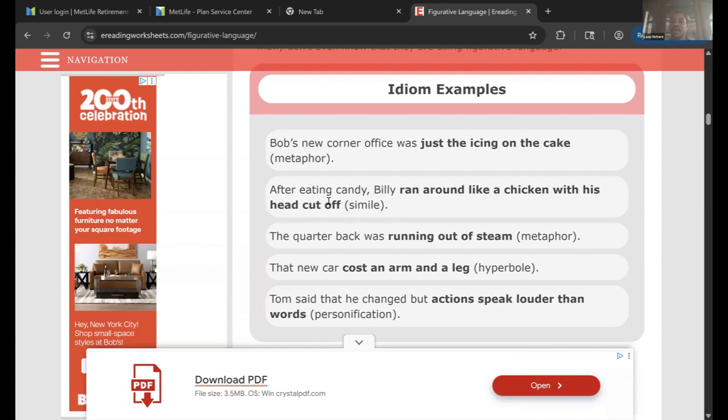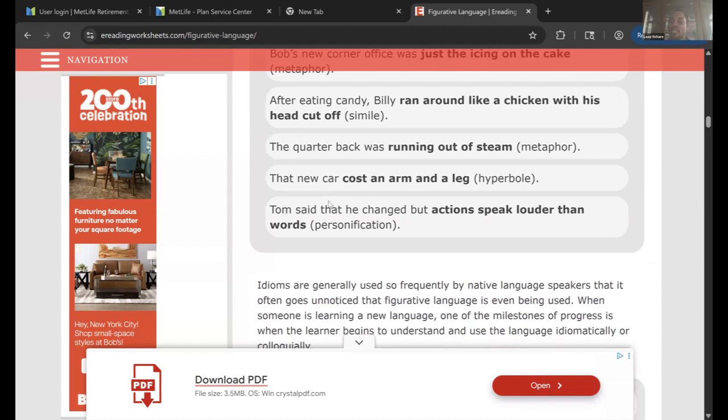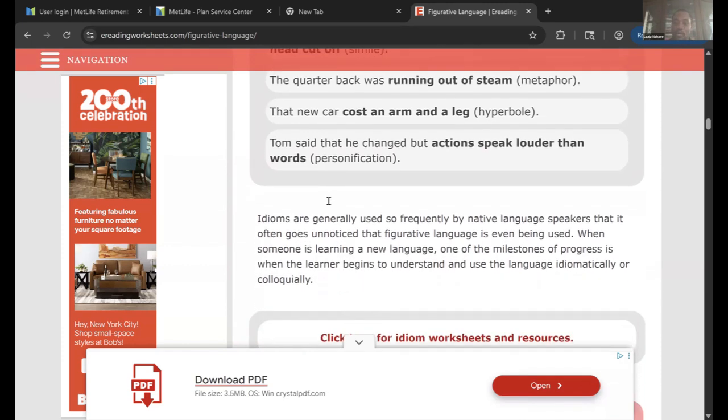After eating candy, Billy ran around like a chicken with its head cut off. Right? Donc, après avoir mangé le biscuit, Billy court comme une poule qui a perdu la tête. C'est un peu ce que ça veut dire. The quarterback was running out of steam. To run out of steam just means to get tired. The new car cost an arm and a leg. Quand tu dis par exemple en anglais que la nouvelle voiture coûte la main et le pied, ça c'est aussi l'hyperbole. Tom said that he changed, but actions speak louder than words. That's also a kind of personification.